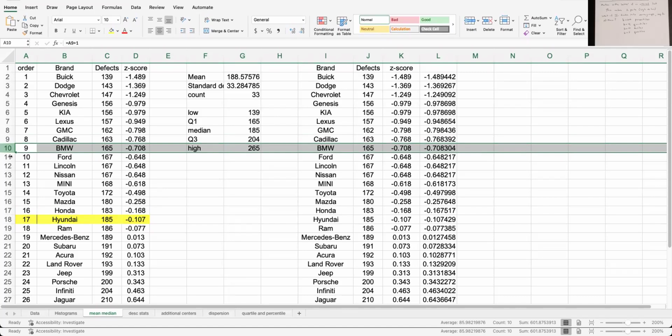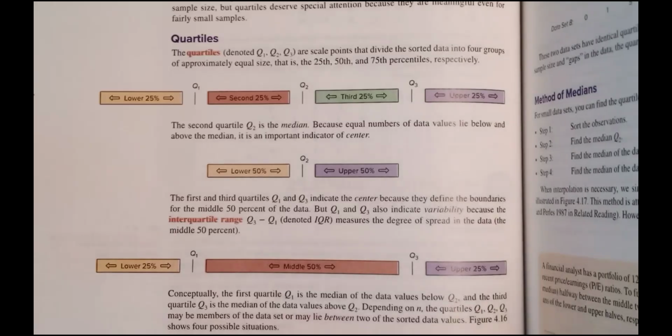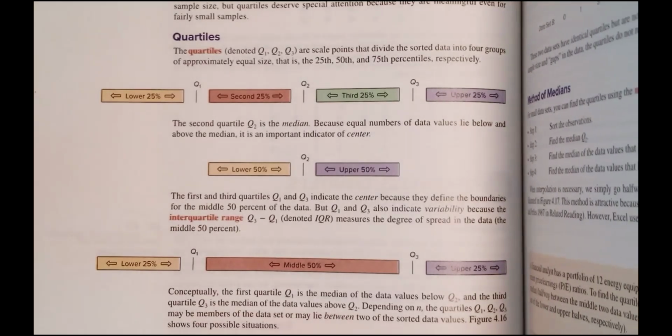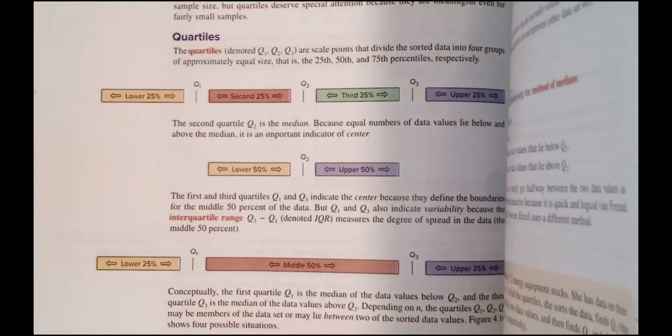On page 124, we have this picture. This is what my quartiles are doing. They are the dividing lines between 25% of the data. I had 33 data items. What's 33 divided by 4? 8 and change. The and change is the part that makes me crazy, right?